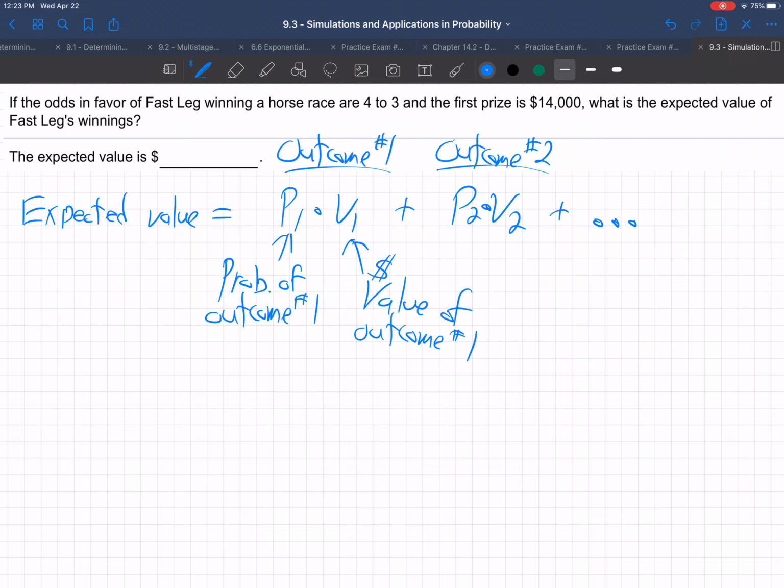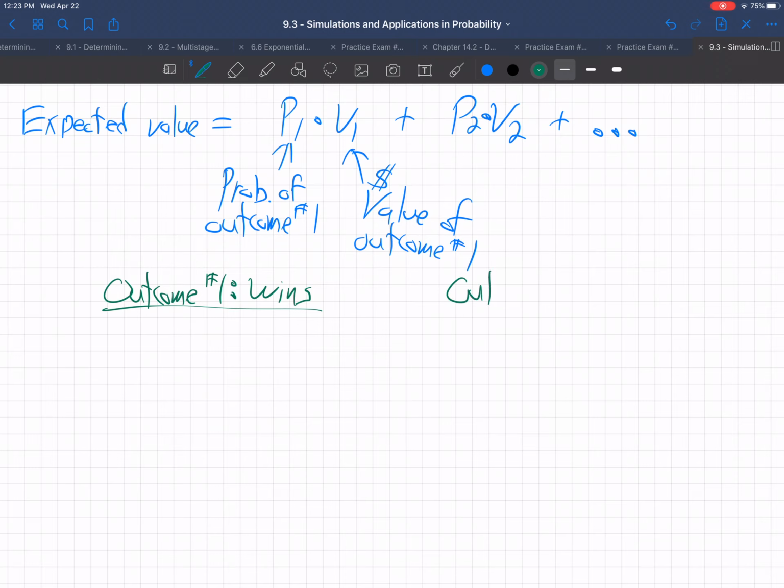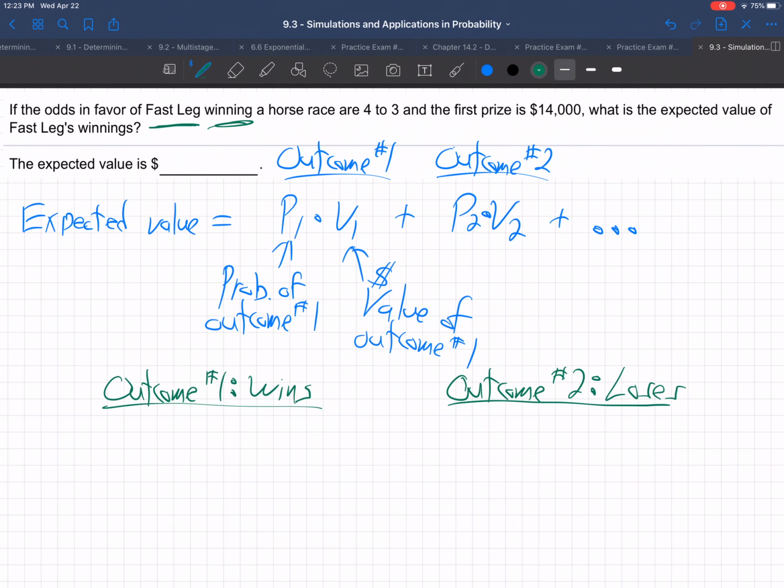outcome number 1, etc. Okay, so that means we've got to think, what are the different outcomes that can happen when Fast Leg races? Well, Fast Leg can win or Fast Leg can lose. So outcome number 1, if Fast Leg wins. And then right next to it, outcome number 2, Fast Leg loses or does not win. Even second place, that's not winning. Wins or loses. That's all we're talking about in this problem, is first prize or nothing.